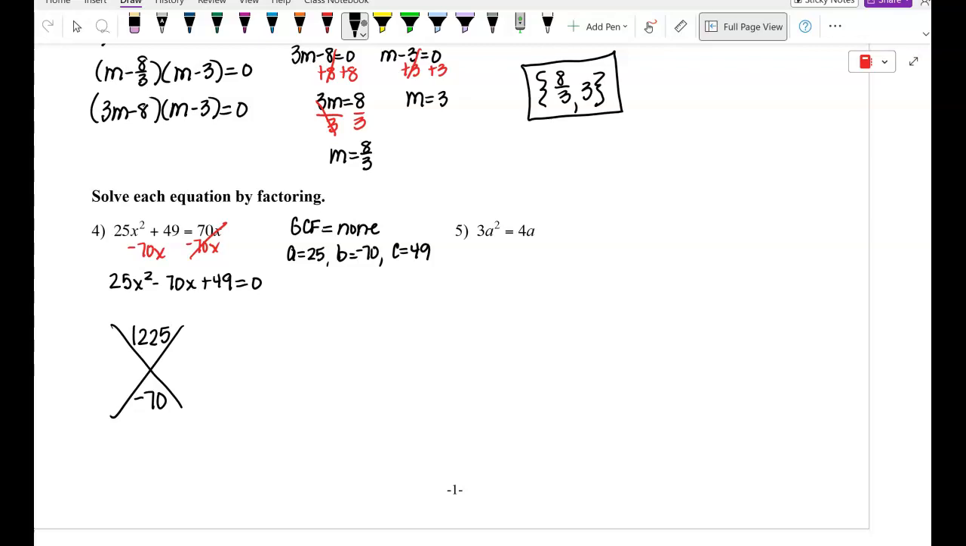Now again, this is a large product. Normally I start at 1 times the number, but we know there are no low numbers because we have to add up to negative 70. And really, there's not a lot of numbers that go into 1,225.